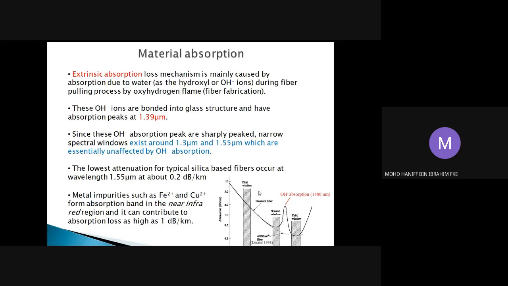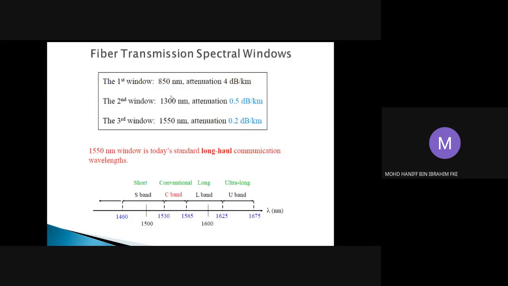So these windows are basically related to the wavelength. I put it here that the first window, which is at 850 nanometer, has quite high attenuation, 4 dB per kilometer. And then we have a second window, which is at 1300 nanometer, with attenuation of 0.5 dB per kilometer. And for the third window, which is of current interest, at 1550 nanometer, attenuation is very small, which is 0.2 dB per kilometer.